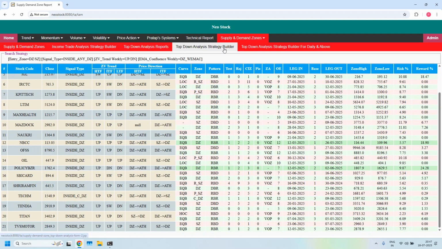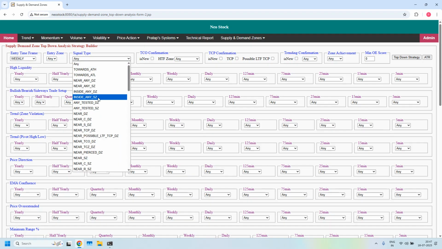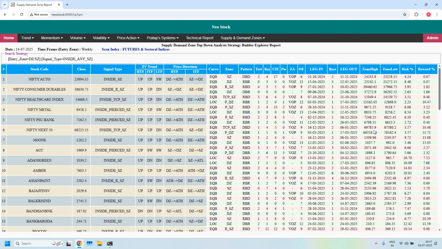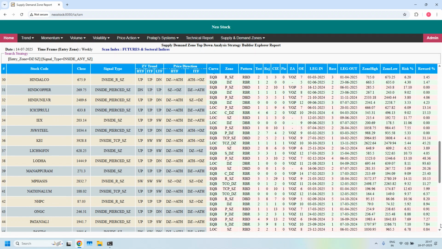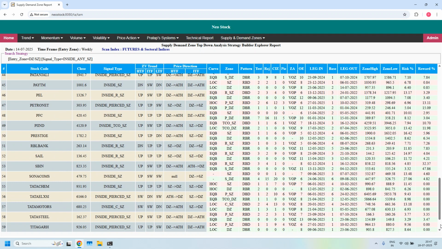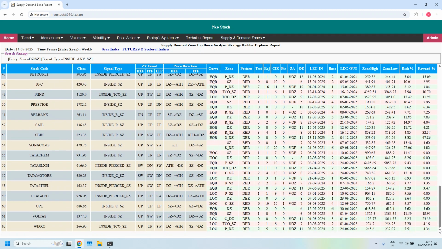Okay, next, price closed inside the weekly supply zone. First 15 stocks in the list. Scrolling the list down. So total 62 stocks are filtered.